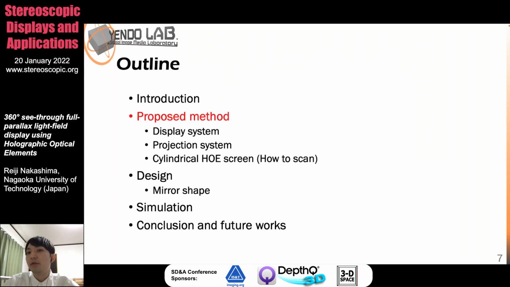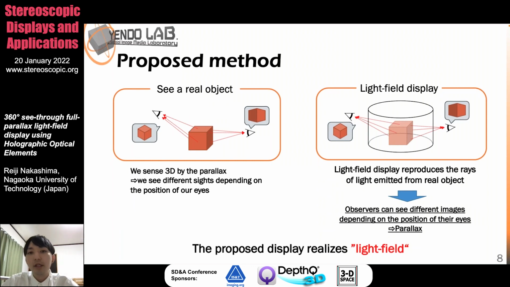I'd like to move on to the proposed method. When we see a real object, we sense 3D by the parallax, which means that we can see different sights depending on the position of our eyes. Light field method is one of the ways to realize the parallax. The display reproduces the rays of light emitted from real objects. Then we can see different images depending on the position of our eyes, like we see the real object. It is 3D images. The proposed display realizes light field.